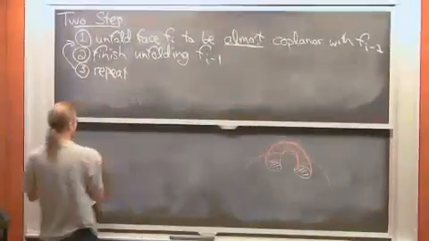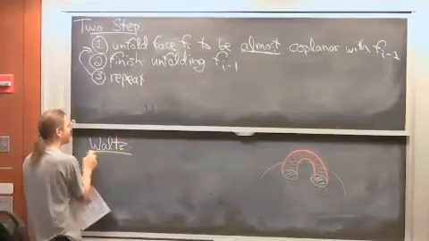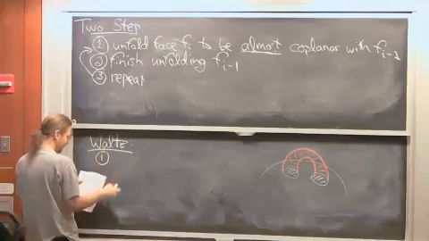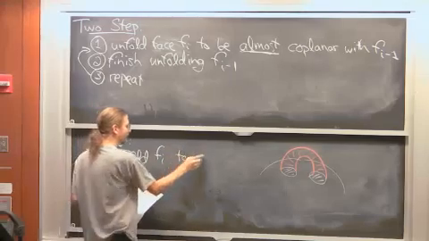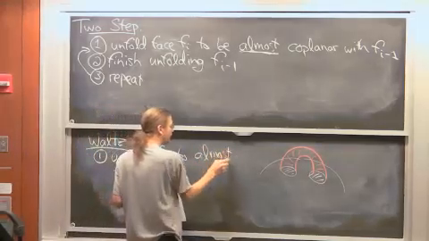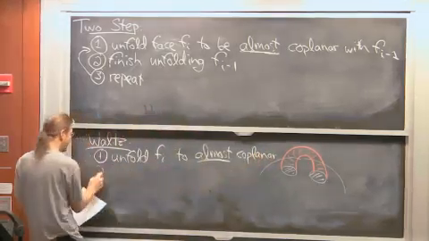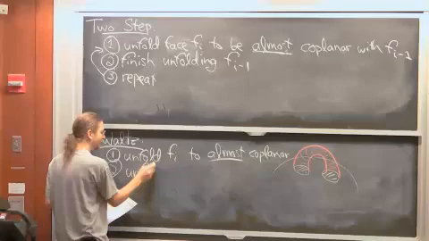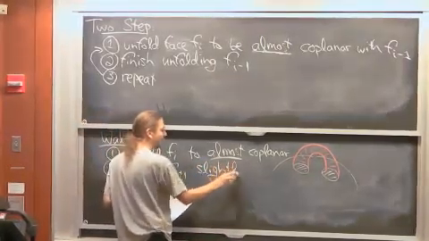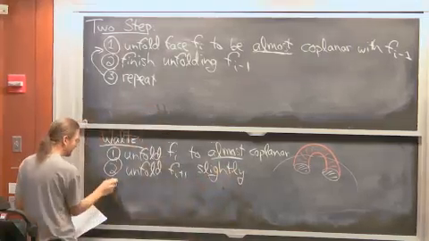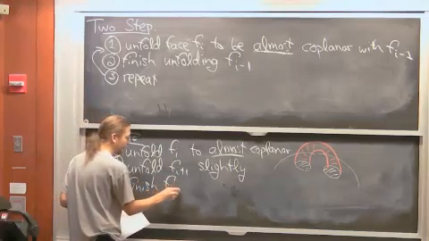So the waltz is a three-step dance. It's a little tricky. We unfold Fi to almost coplanar, almost 180 degrees with Fi minus 1. Then we unfold Fi plus 1 slightly. And then we finish unfolding Fi minus 1.